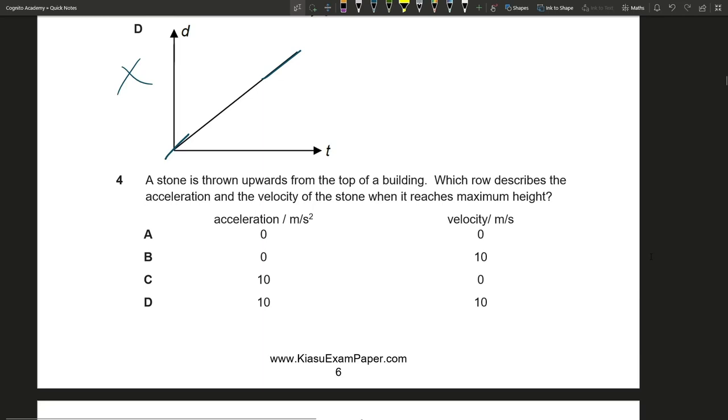Next, a stone is thrown upwards from the top of a building. Which row describes its acceleration and the velocity of the stone when it reaches maximum height? So the path of the stone goes up, up, up, until it stops, and then it goes down, down, down. So this is what we're talking about. When it stops, the velocity is actually zero. So these two options are correct. Now the acceleration never changes. Assuming no air resistance, it is always given by the gravitational acceleration, which is 10. So the answer here is C.